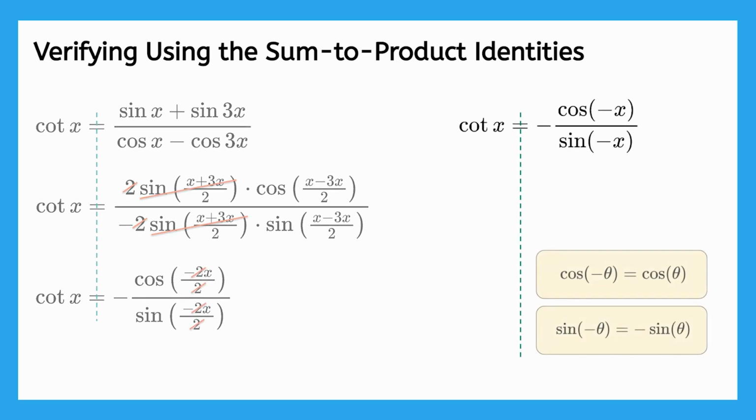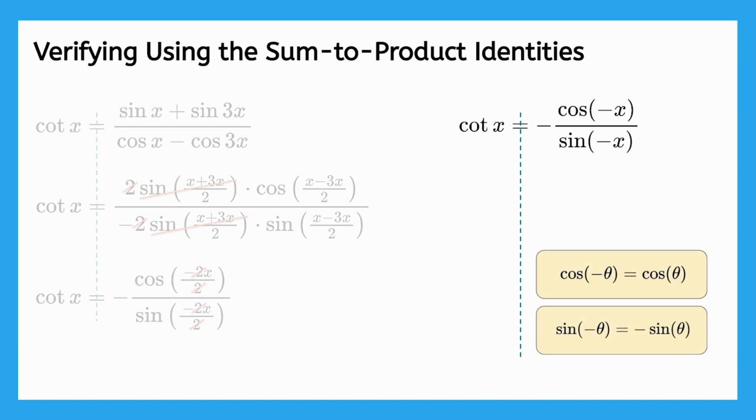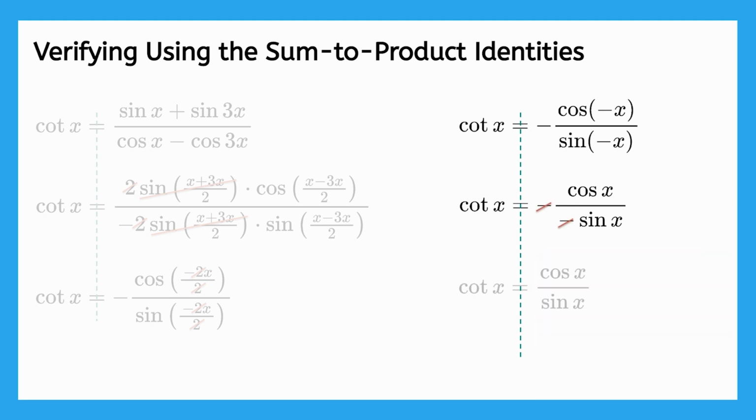Now we can use the even-odd identities for cosine and sine to rewrite cosine of negative x as cosine of x and sine of negative x as negative sine of x. And finally, we can cancel out the negatives and rewrite cosine x over sine x as cotangent x, which verifies the identity.